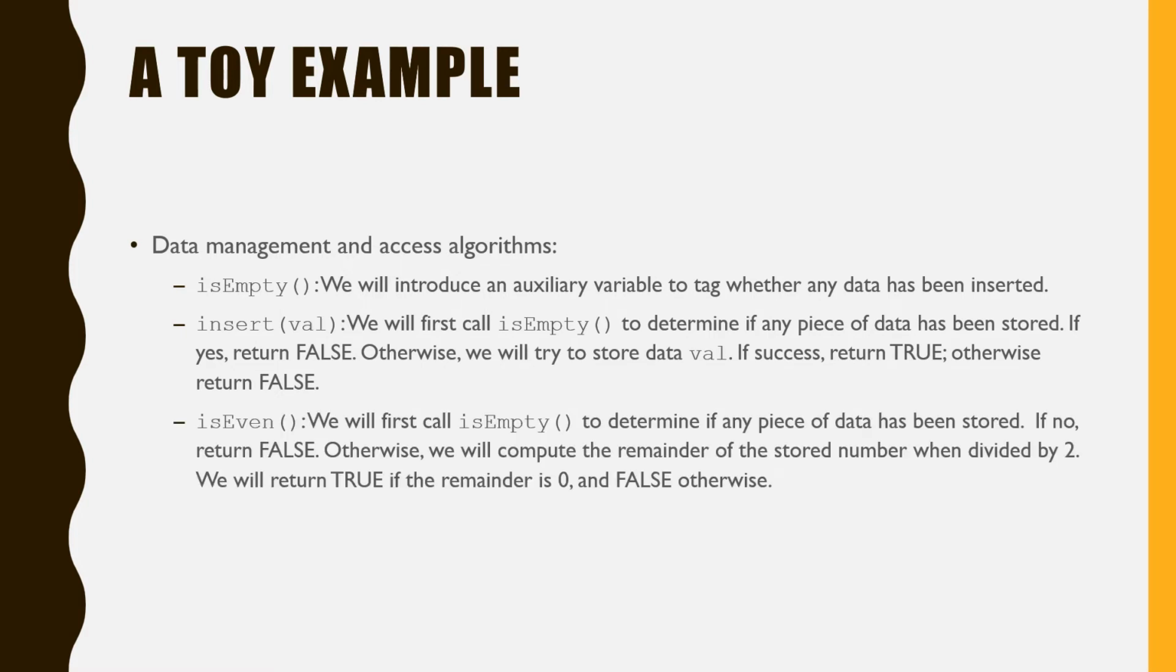Third, for the function isEven, we again will first check isEmpty to determine whether any piece of data has been stored. If no, return false. Otherwise, we will compute the remainder of the stored integer when divided by 2. We will then return true if the remainder is 0 and false otherwise.